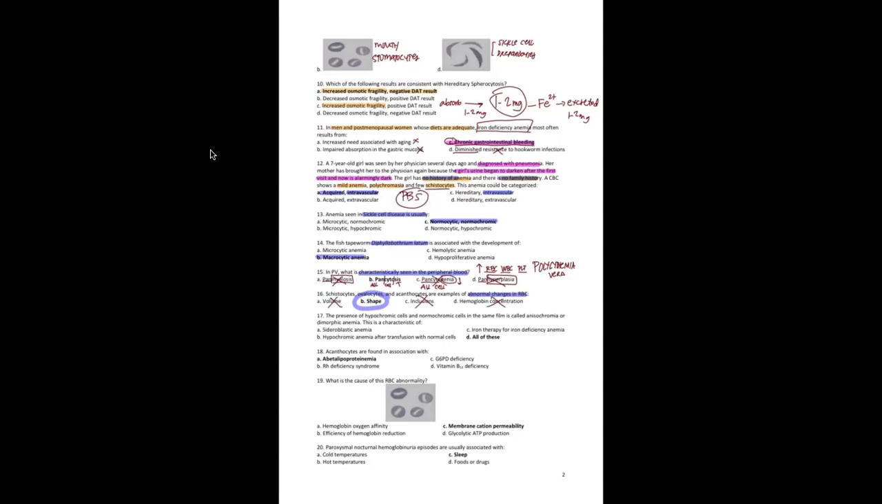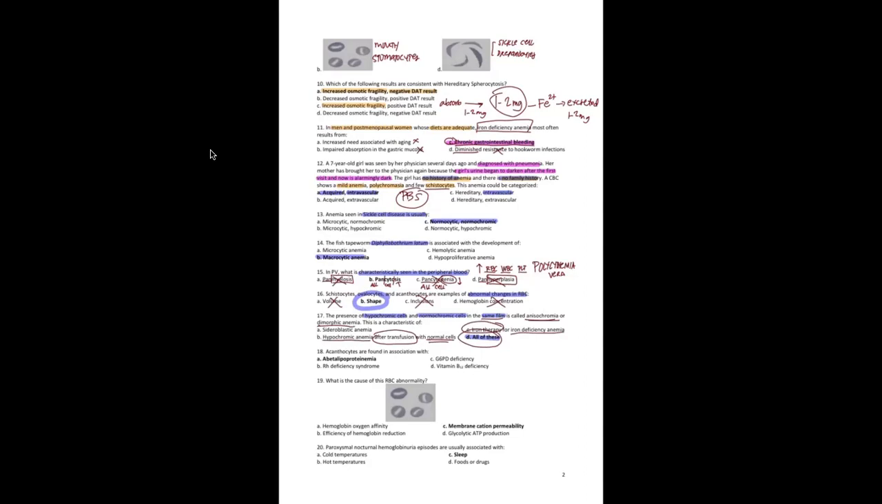The presence of hypochromic cells and normochromic cells on the same film, meaning pale and normally colored cells on the same peripheral smear, is what we call anisochromia or dimorphic anemia. This is a characteristic of which of the following? Sideroblastic anemia, hypochromic anemia after transfusion with normal cells, iron therapy for iron deficiency anemia, and that leaves us with the answer, all of the above. In sideroblastic anemia, you have normally hemoglobinized cells and also hypochromic cells. In letter B, there is hypochromic anemia, but there was a transfusion of normal cells, so you will see anisochromia. In iron deficiency anemia with therapy, you will see half and half. The answer is letter D, all of the above.